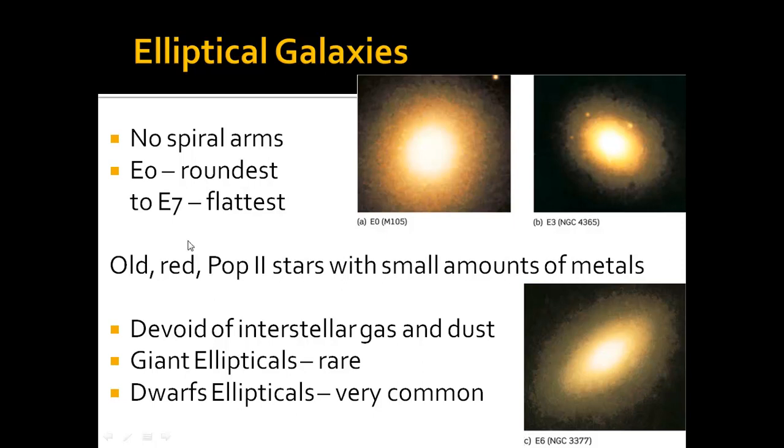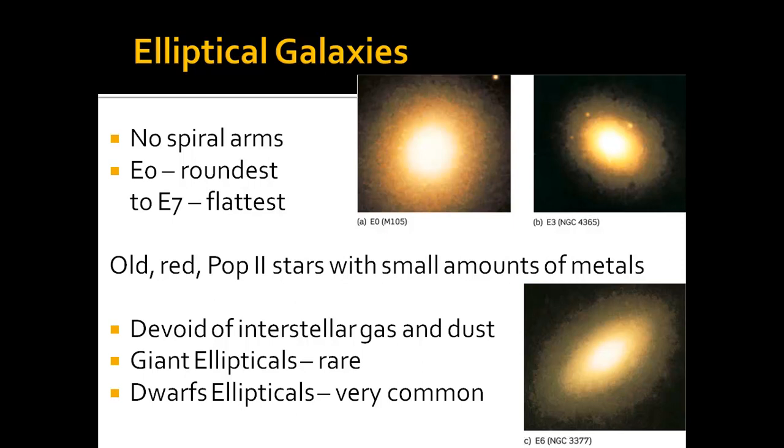So these galaxies are mainly made up of old red population 2 stars with small amounts of metals, okay? And from radio and infrared observations, we see that these galaxies are devoid of interstellar gas and dust, and that star formation has ended a long time ago in these galaxies. So that essentially just leaves the older red stars without those new star formations happening. So that's why they look more red in color. There's not a lot of new stars being formed. They're all the redder, older, dying stars.